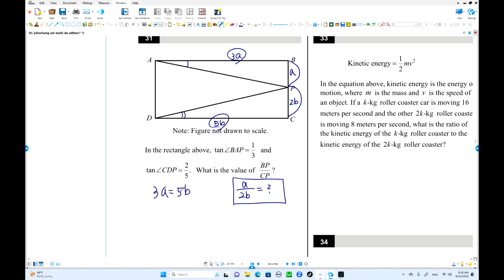From here, we plug in numbers. If A is 5, B is 3, since 3 times 5 equals 5 times 3. That is the easiest way. So A is 5, and 2 times B is 6. So 5 over 6 is the answer. Okay, that is number 31.